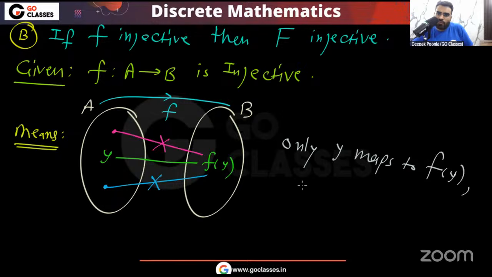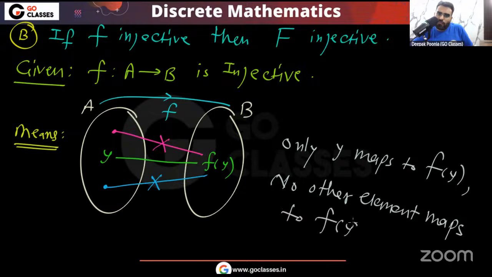Only y maps to fy. No other element maps to fy. Okay, correct. Only y maps to fy. No other element maps to fy. This is the meaning of small f being injective.